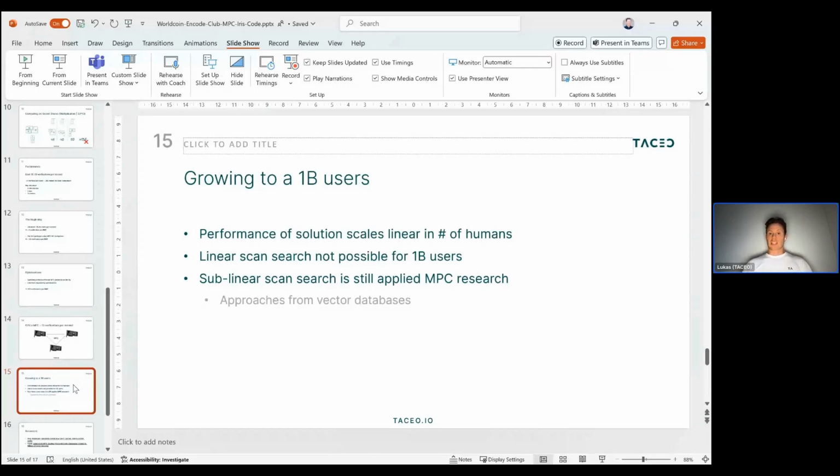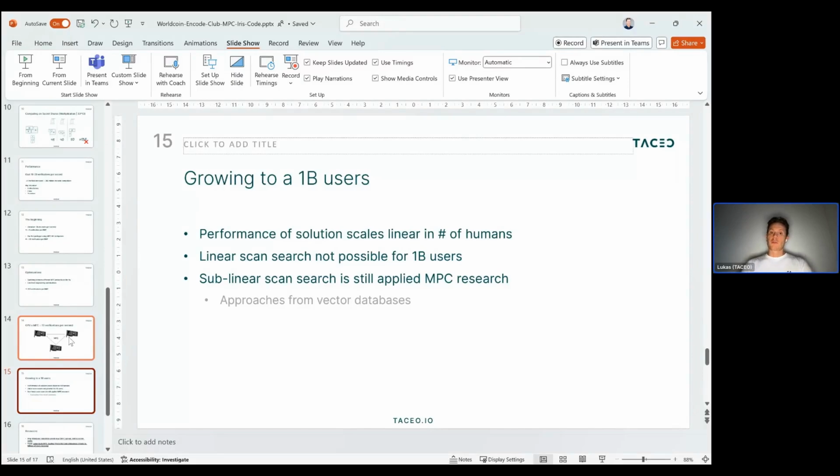sublinear scan search, which, if you're maybe familiar with vector databases, goes in just this direction. But with MPC, it's again very underexplored, because it is extremely hard to avoid leaking information if you're using approaches like those from vector databases. So this is the current ongoing research where the Worldcoin team, TACEO, and several other companies are trying to push the boundaries in applied research.